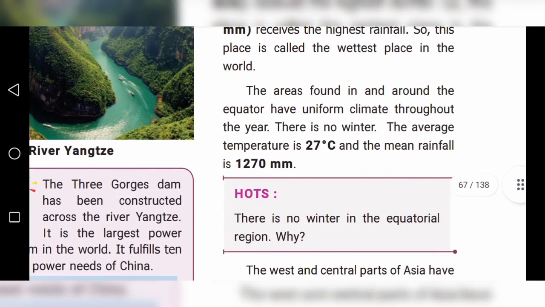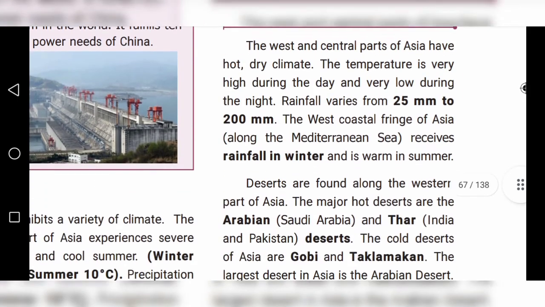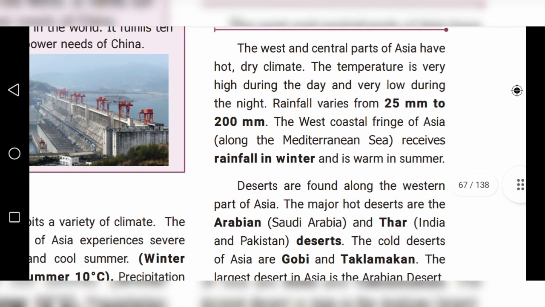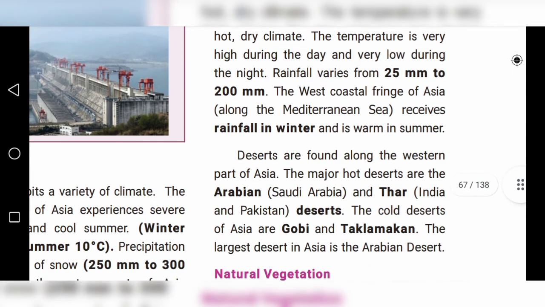Okay. Next one, children. Deserts are also present in the continent of Asia: the Arabian desert present in Saudi Arabia, the Thar desert present in India and Pakistan, and the cold deserts Gobi and Taklamakan. The largest desert in Asia is the Arabian desert, the largest desert present in the Asian continent.